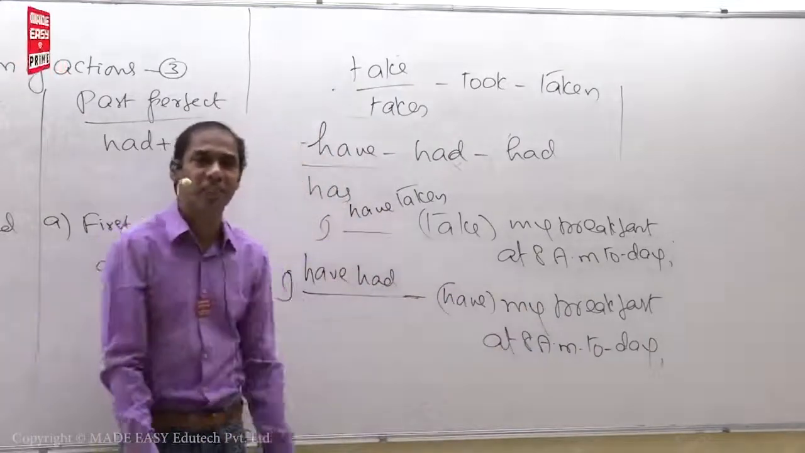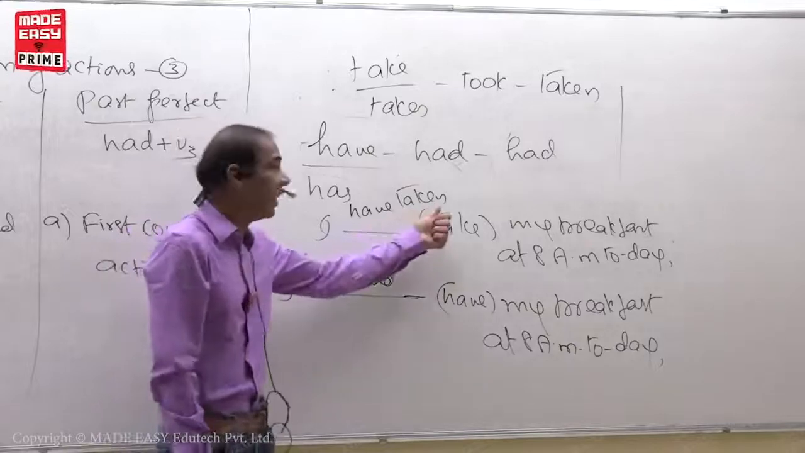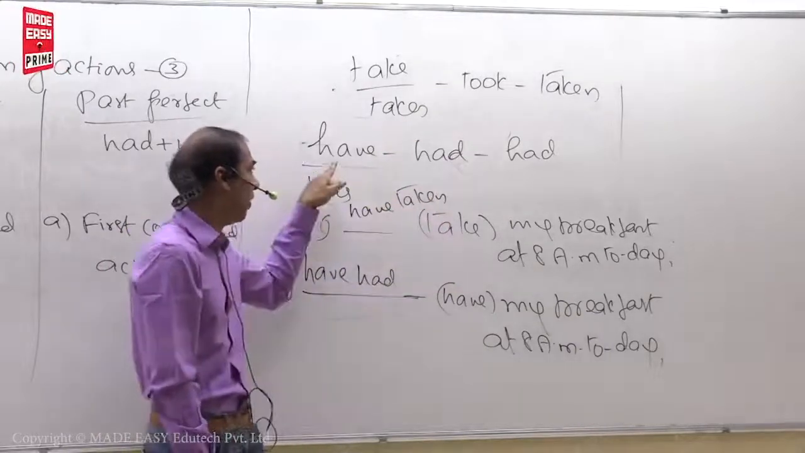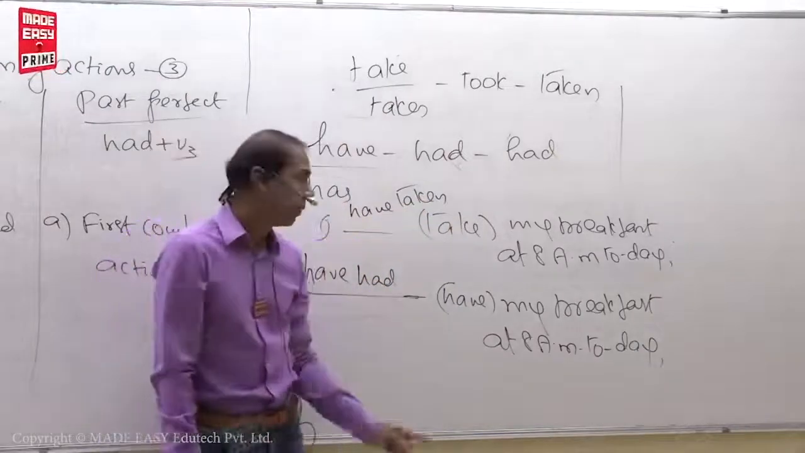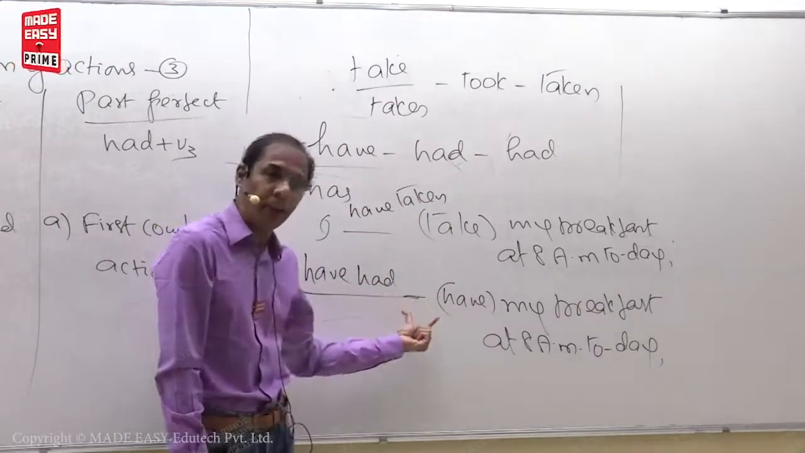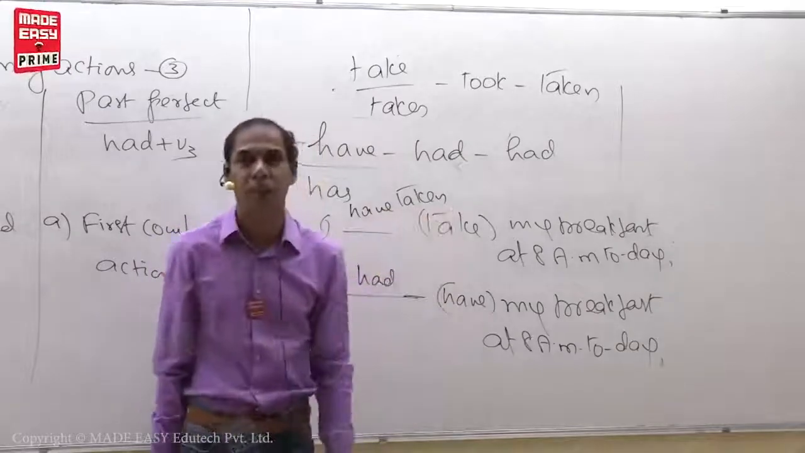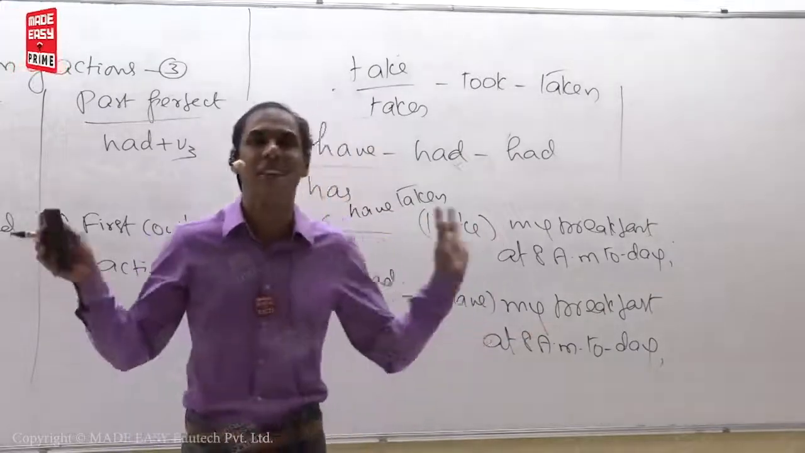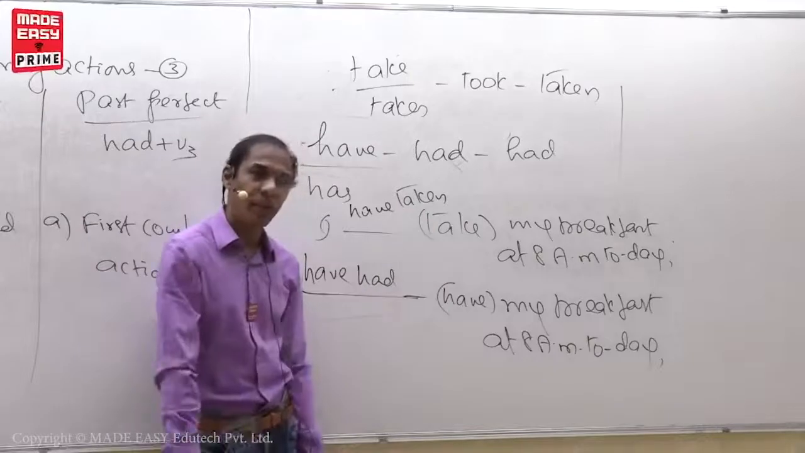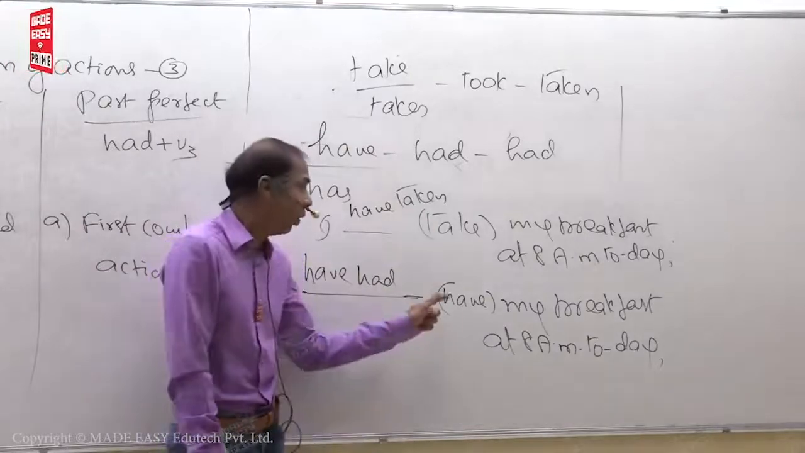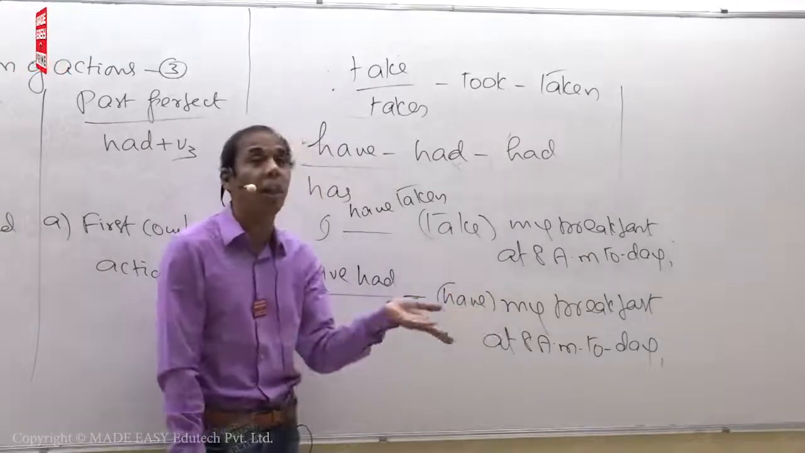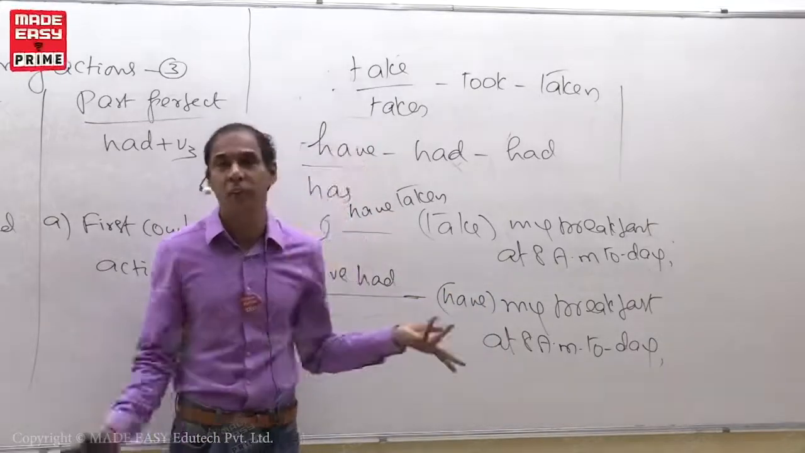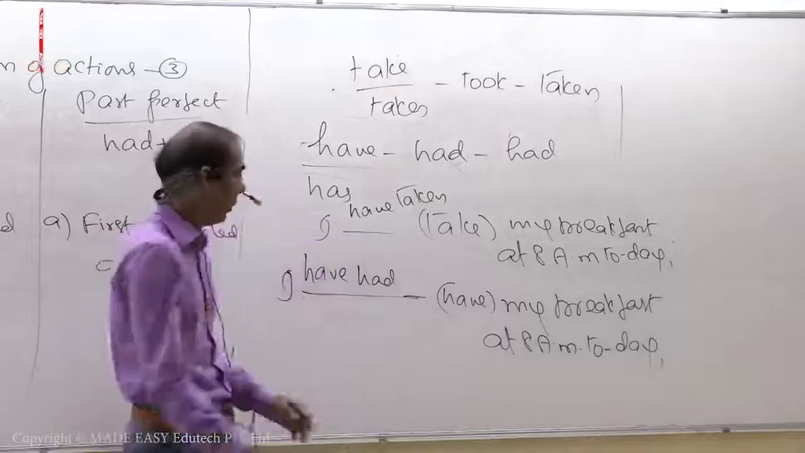That's it. If you are given take, take the V3 of take. If you are given have, I have had. Take the V3 of have. That's it. I have had means I have taken. I have had means I have taken. So don't get confused with the uses of the verb have. Have means it may be drink or consume or take, depending on the situation. Next, see.